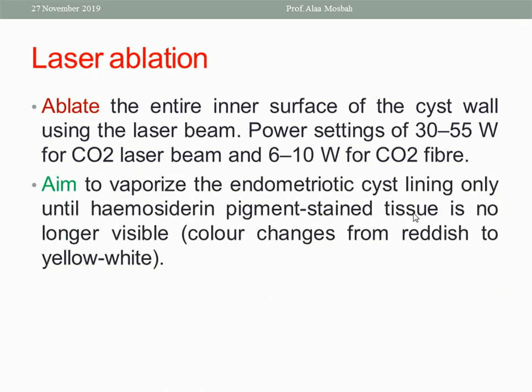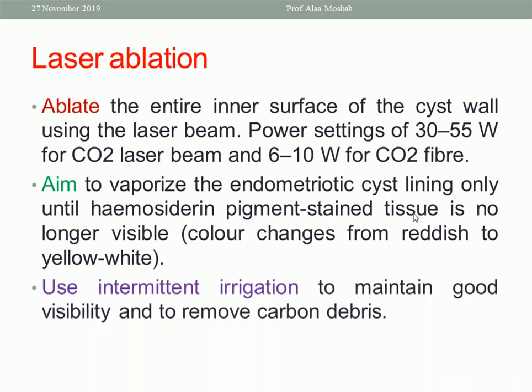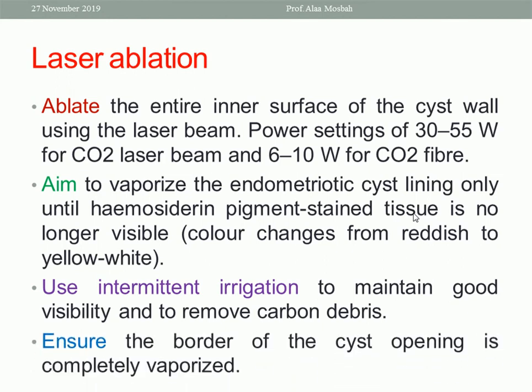Aim to vaporize the endometriotic cyst lining only until hemosiderin pigment stained tissue is no longer visible. You cannot see the pigment stained tissue anymore. So the color will change from reddish to yellow or white. Use intermittent irrigation to maintain good visibility and to remove carbon debris. Ensure the border of the cyst opening is completely vaporized. So don't miss any endometriotic tissue, please.